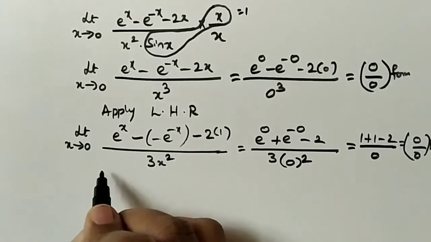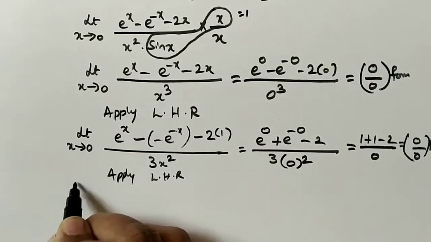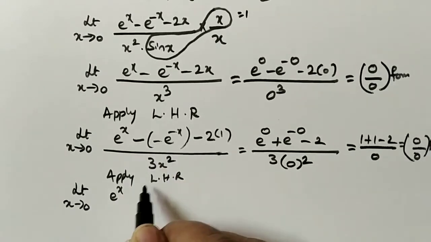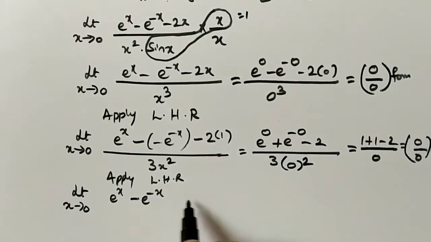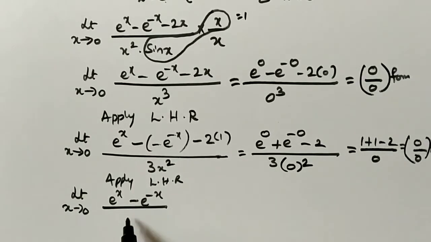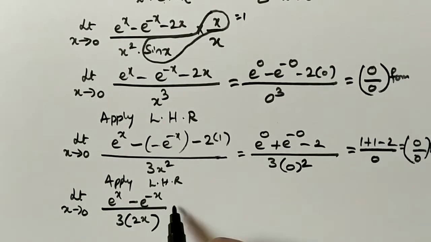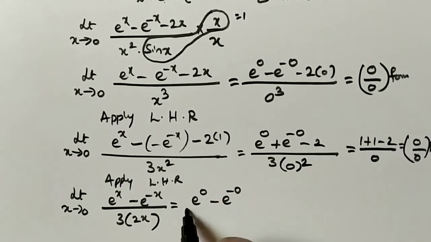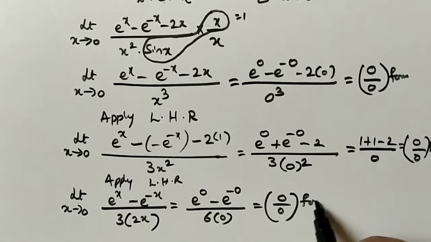Once it is confirmed 0 by 0 form, apply L'Hospital rule. You will get limit x tends to 0. Again differentiate: e power x, it's already plus there, e power minus x differentiation is minus, so minus e power minus x, minus 2 differentiation is 0, divided by 3 into x square differentiation, which is 2x. Differentiated. Now apply the limit again: e power 0 minus e power minus 0, by 6 into 0. So again it is 0 by 0 form.